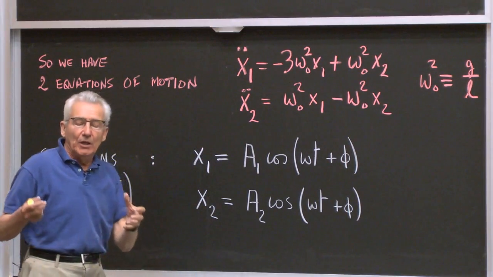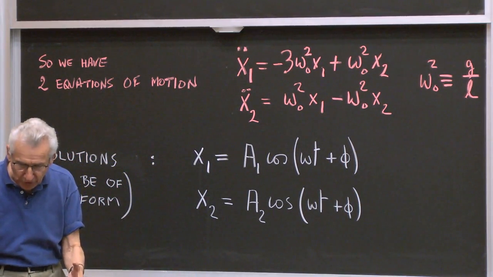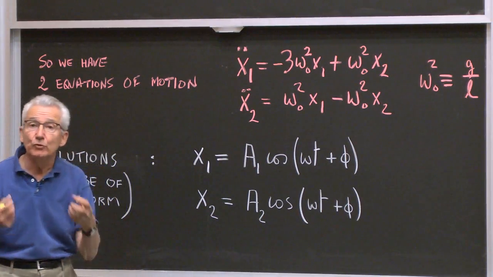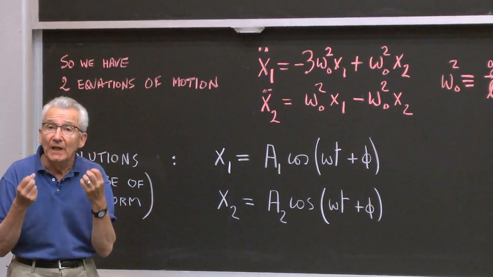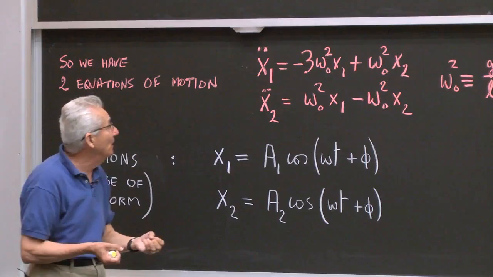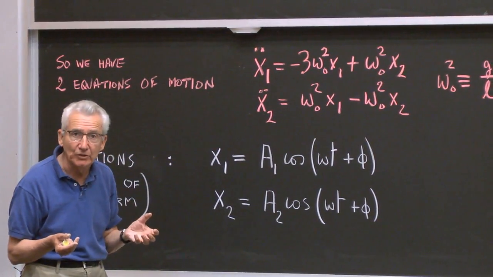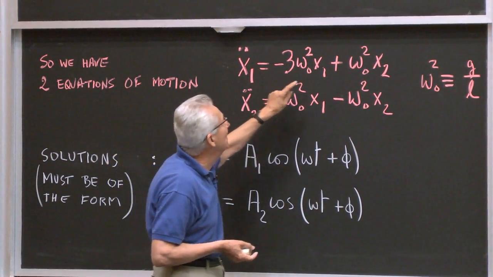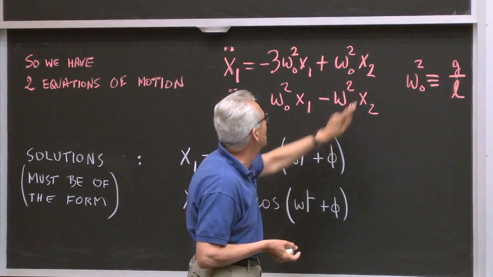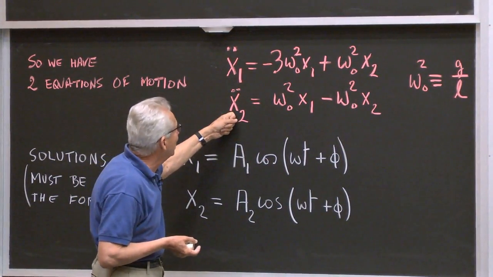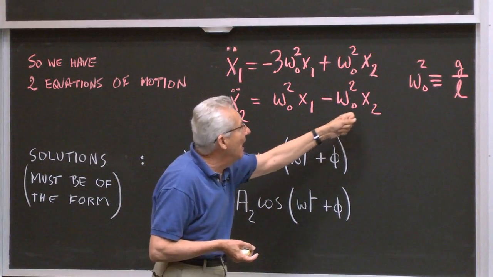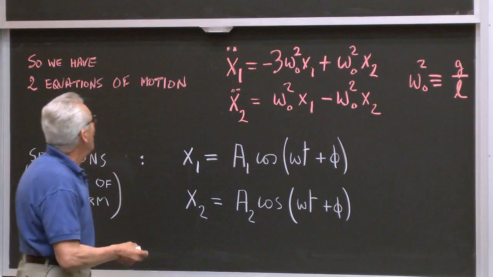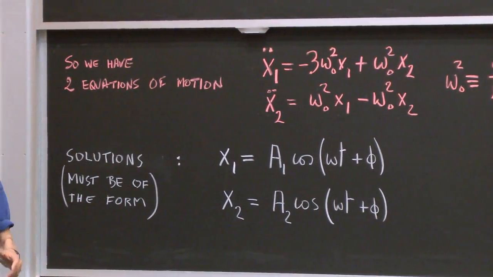When we had one mass, one harmonic oscillator, we had a single second-order differential equation. We now have two masses, so we have two second-order differential equations. These are coupled differential equations. You see the second derivative of x1 is related both to x1 and x2. The second derivative of x2 is related both to x1 and to x2. So these are two coupled differential equations. This is the end of step 1.